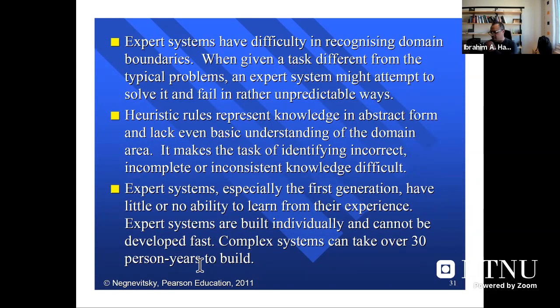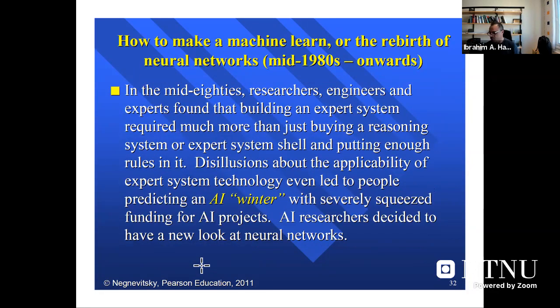Expert systems have difficulty recognizing the domain boundaries when given a task different from the typical problems. So an expert system might attempt to solve it and fail in rather unpredictable ways. Heuristic rules represent knowledge in abstract form and lack even basic understanding of the domain area. I mean, there are lots of pros and cons. How to make machine learning or repairs of neural network.